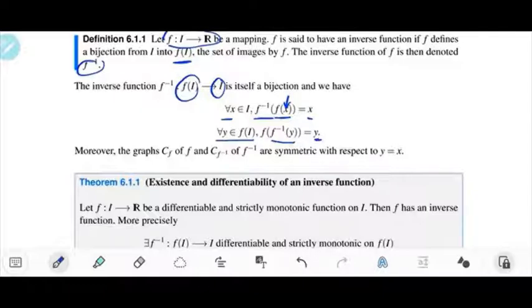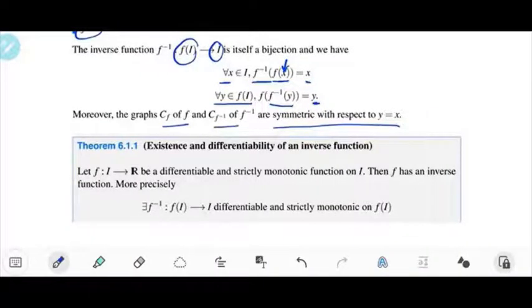So f minus 1 is exactly the inverse function of f because it's calculating the pre-images of y. And moreover, the graphs of f and f minus 1 are symmetric with respect to the straight line y equal x.